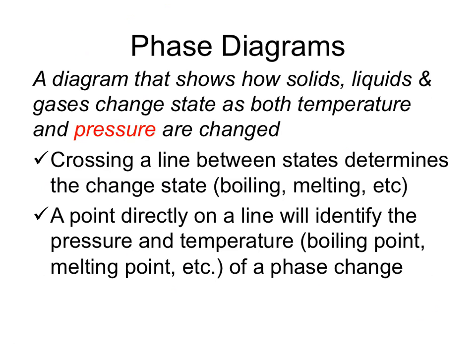There's a second diagram out there that shows how solids, liquids, and gases can change state as both temperature and pressure are changed. These are called phase diagrams. A couple of very important points real quickly is that when you cross a line between states, that's actually going to determine the change of state, boiling, melting, freezing, condensation, and that a point directly on the line will identify the pressure and the temperature of a phase change. And what that's going to basically correlate to is the boiling point or the melting point of the substance.